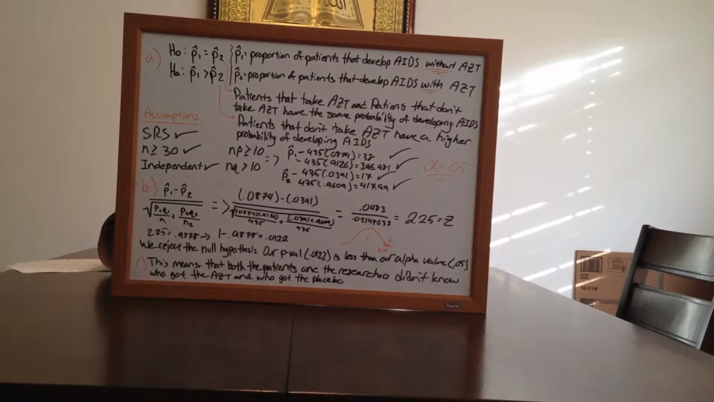So, the drug AZT was the first drug that seemed effective in delaying the onset of AIDS. Evidence for AZT's effectiveness came from a large randomized comparative experiment.